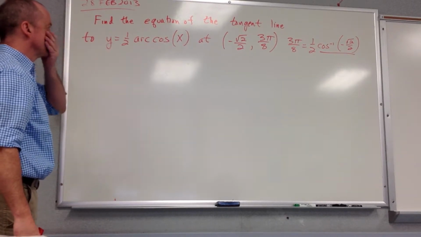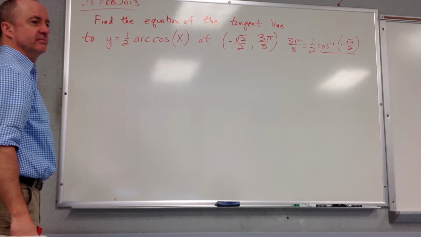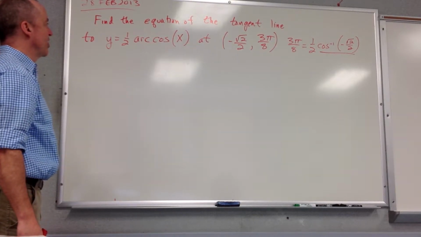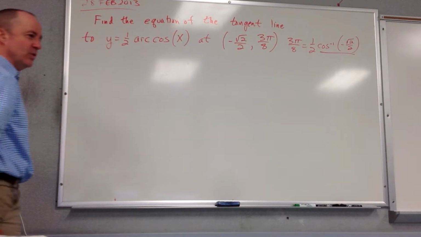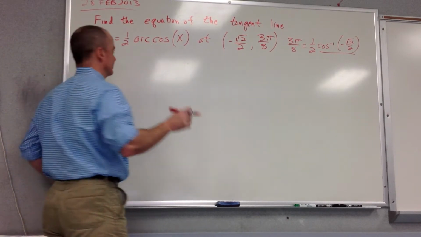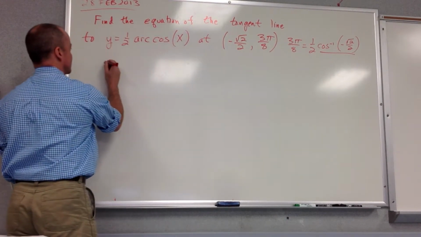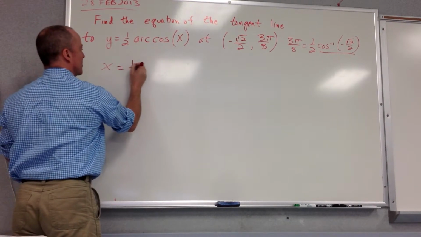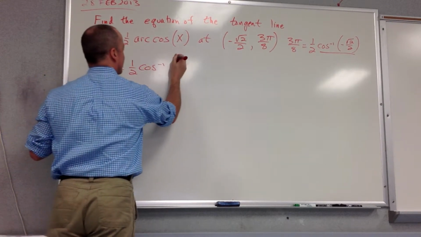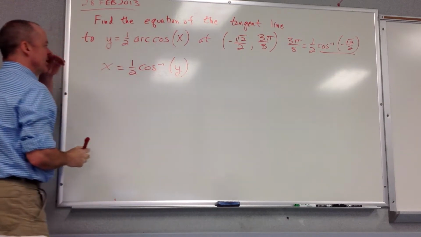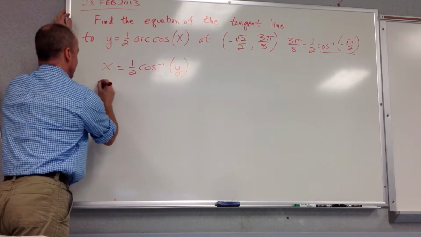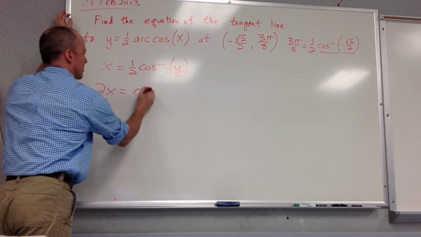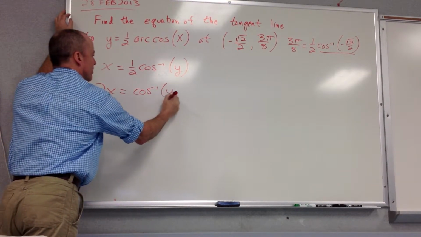Invert this for me. y equals 1/2 arc cosine of x. How do we invert any function? What do we do first? Switch the x and y. Joey is doing interpretive dance, but it's the same idea. x equals 1/2 inverse cosine of y. What's my next move? Get y by itself. Yep. So there's 2x equals inverse cosine of y.